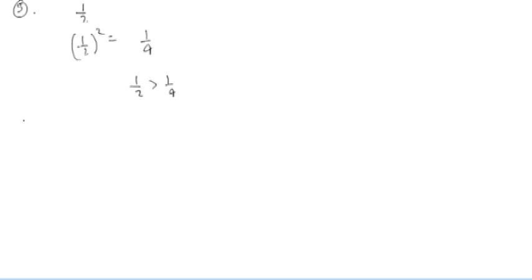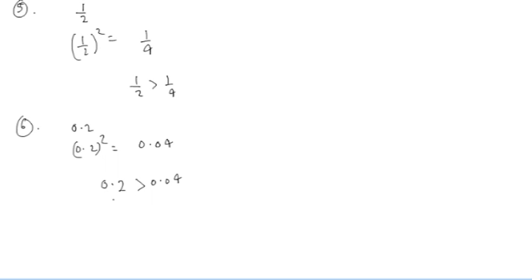And 6: the square of a decimal number less than 1 is always less than the given decimal. Suppose 0.2, this is a decimal number less than 1. The square of 0.2 will be 0.04, which is less than 0.2. So the square of a decimal number which is less than 1 is also less than the given decimal.